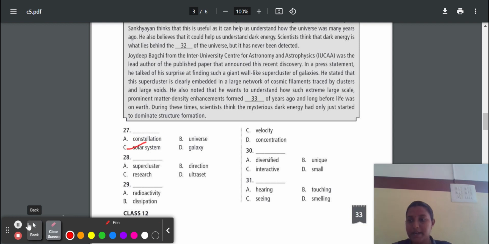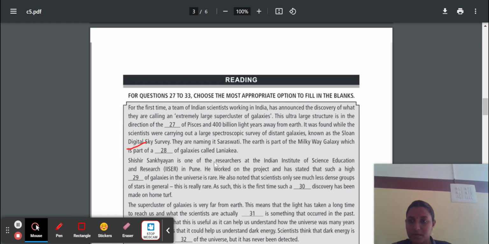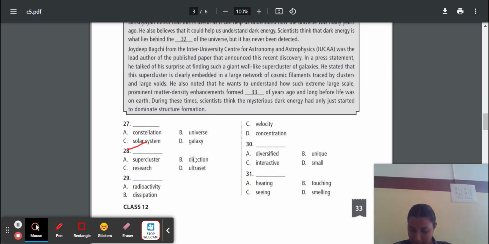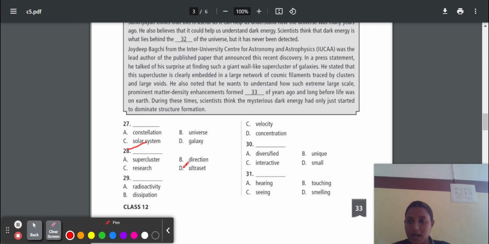Question number 28. The Earth is part of the Milky Way galaxy, which is part of a dash of galaxies called Laniakea. The options are: option A, cluster means a cluster of galaxies. Option B, direction means the path. Option C, research means a detailed and careful study. Option D, ultraset. The answer for the question is option D, ultraset.